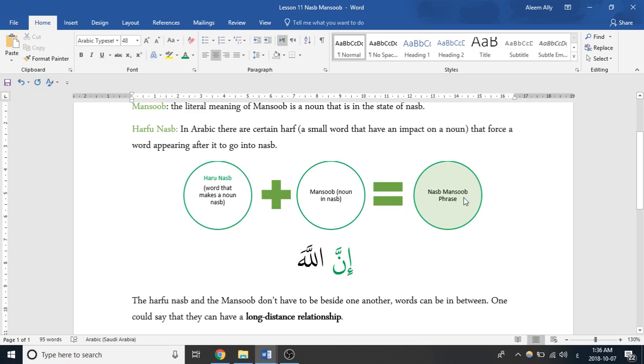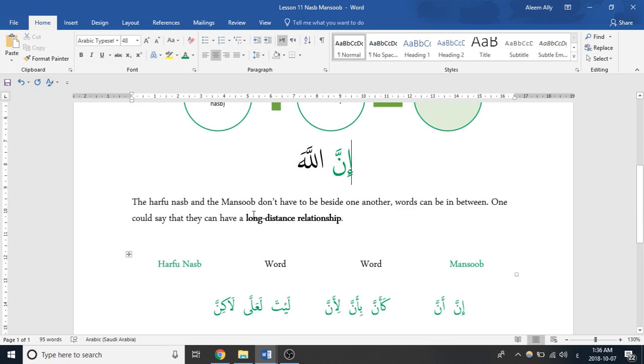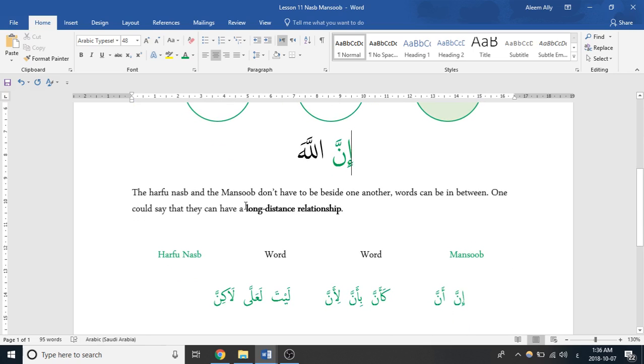And this is known as a nasb mansoob phrase, made up of 2 parts, the harfu nasb, and then finally the mansoob. You could look at it as the agent and then its victim, right? The word that it's going after, trying to track down and then change. Okay? And we can also look at it another way and say that they can tolerate long distance relationships, so there could be multiple words in between, while something such as harfu jar can't tolerate long distance relationships. They're like joined together at the hip, right?